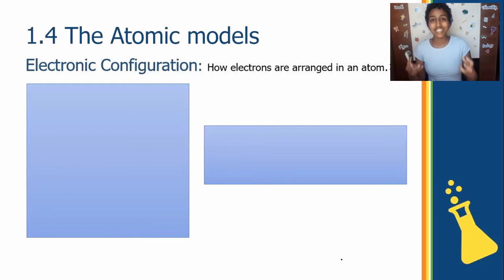But there's a system known as the electronic configuration to try to figure out where electrons are in their energy levels, in their sublevels, and in their orbitals. So, electronic configuration, in simple words, is how electrons are arranged in an atom. Now, there is something known as the diagonal rule. It's a very helpful rule to figure out how electrons are arranged in a certain atom.